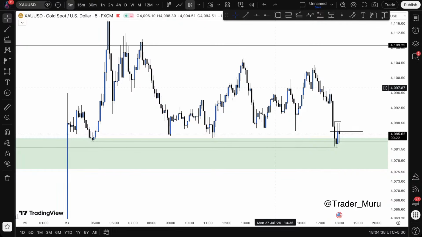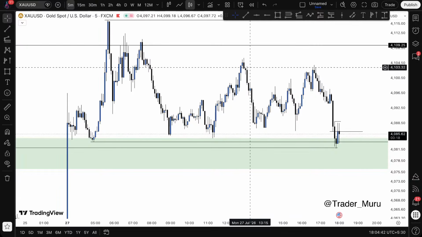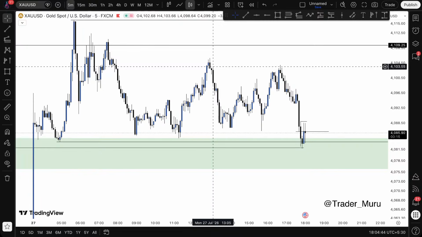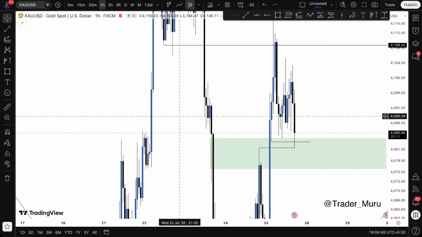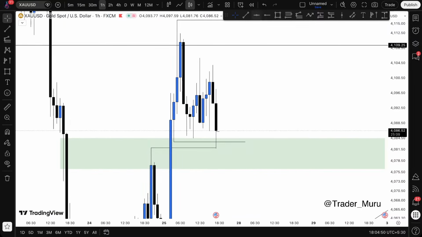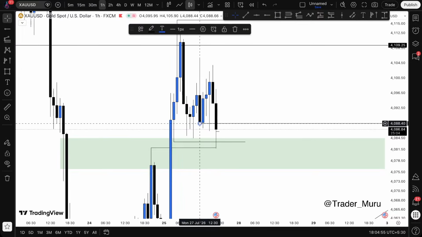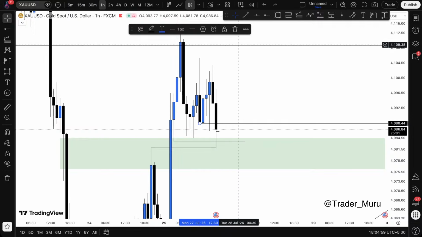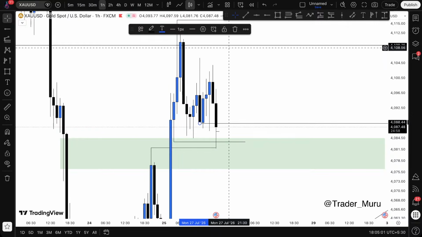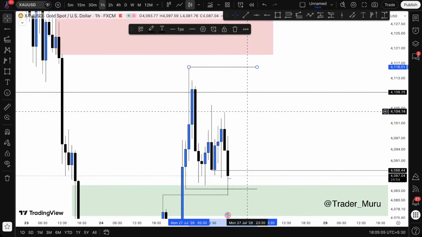Good. You have captured a nice move from here to this one. 1 hour candle should close somewhere here, 4088.4. Then after, the next candle can pump and give us a target of this high, 4116.